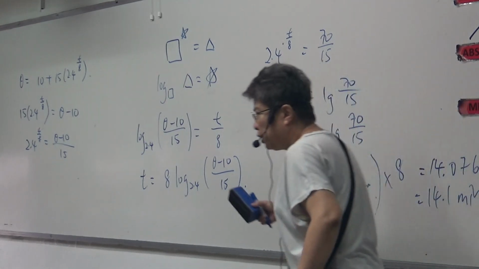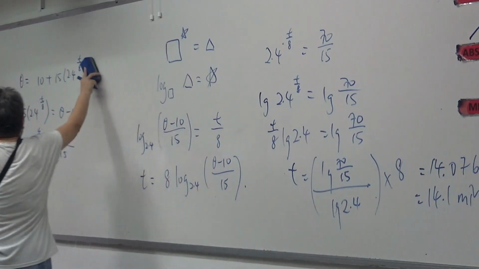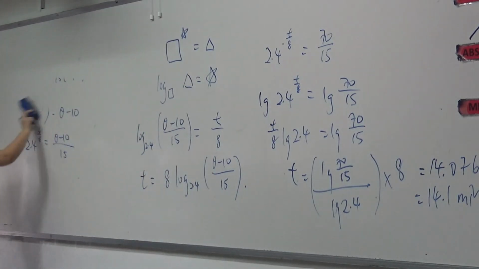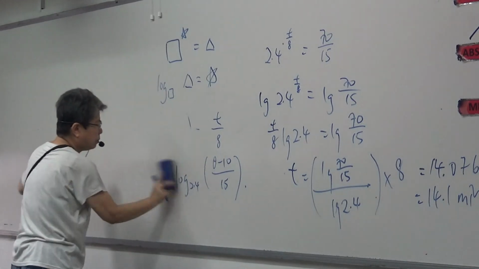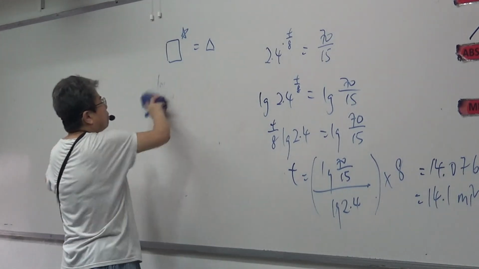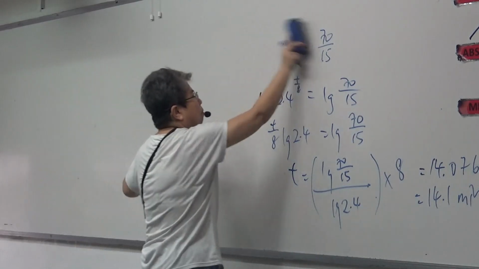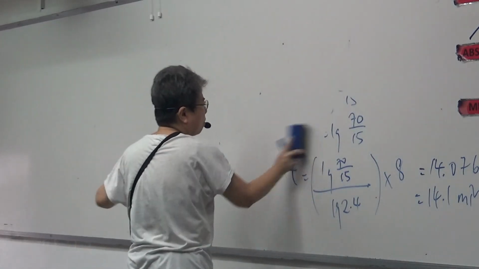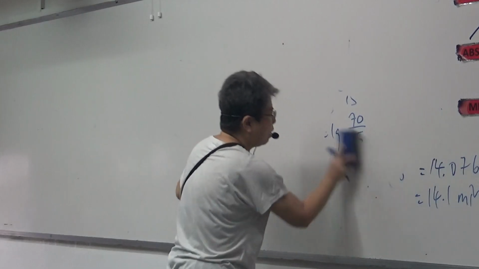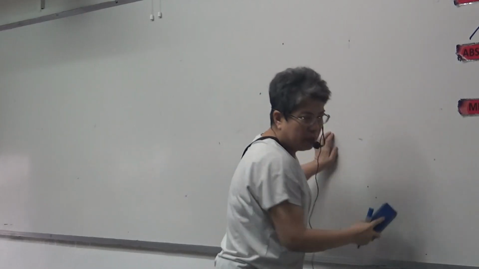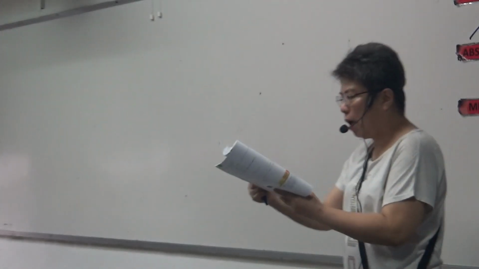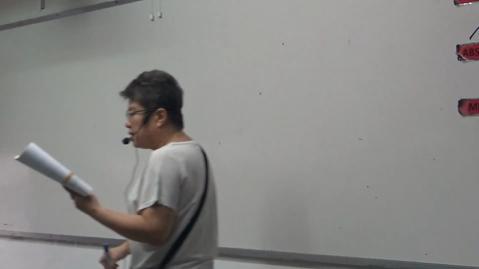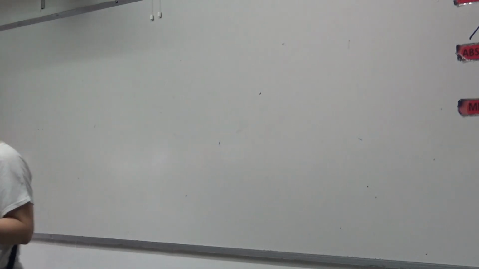Okay, I want to show question 9. All of you read the question first. Let me show you question 9. The question says, on the same axis. Now what do you mean by on the same axis? That means you use the same x and y axis.